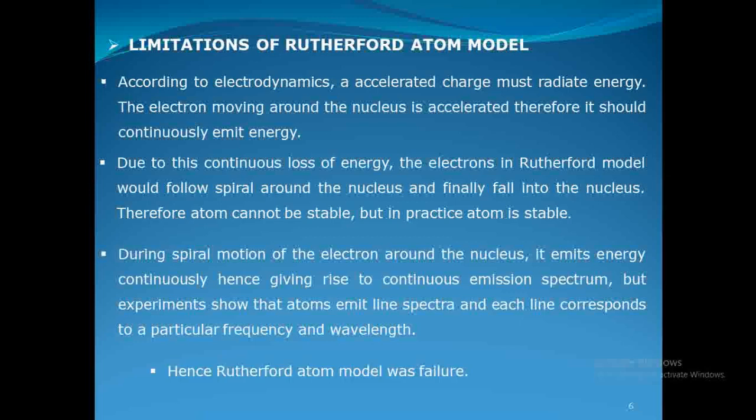Hence we have to look into another theory. The main intention of proposing an atomic model is to explain the line emission spectrum of the hydrogen atom, the simplest atom. That was the main intention of everyone. They proposed that the atom may be like this or like that, but we should be aware that the experimental result and the theoretical result must match each other. Only then can we accept that particular theory, right?